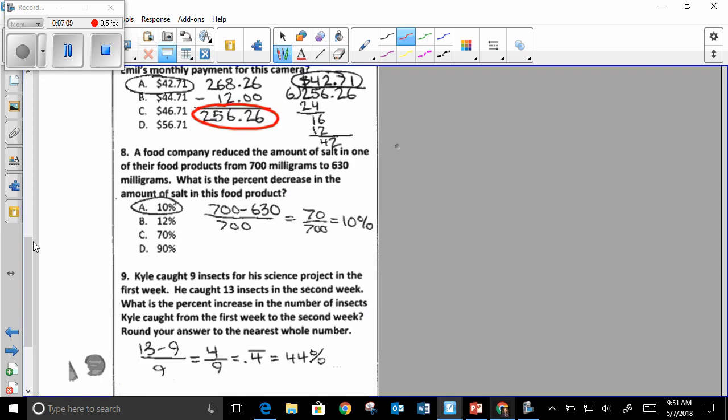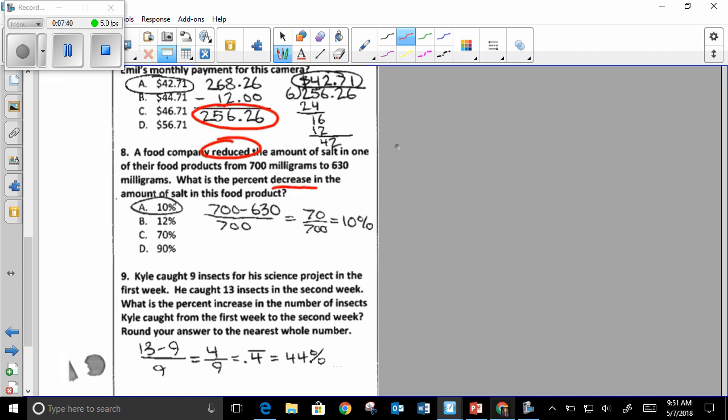Number 8, a food company reduced the amount of salt in one of their food products from 700 milligrams. So here is the key word, reduced. Okay, so you know it's a percent of decrease. You have to memorize the formula. And there's a couple of ways you can do this as well. So it reduced it from 700 milligrams to 630 milligrams. What is the percent?